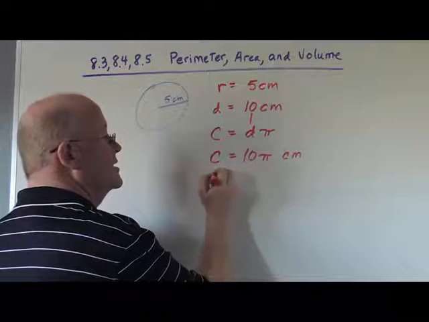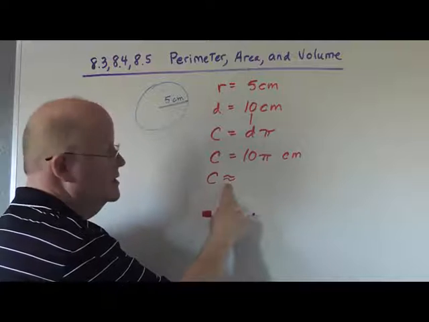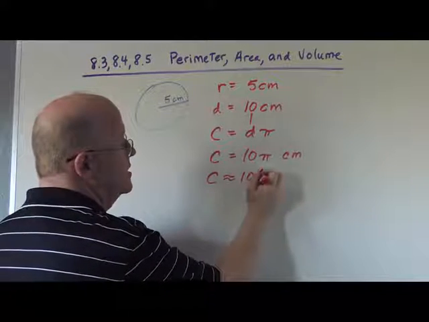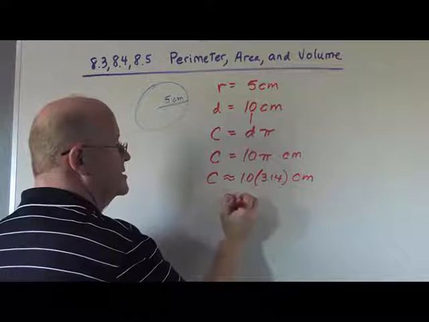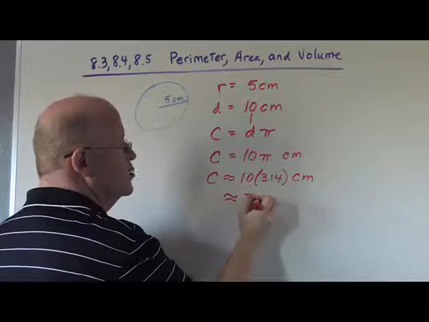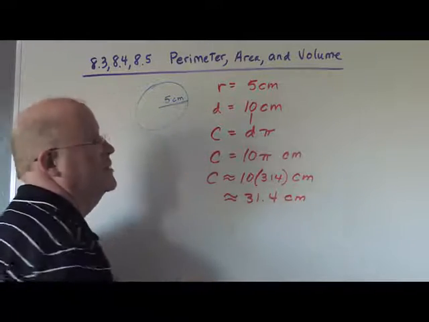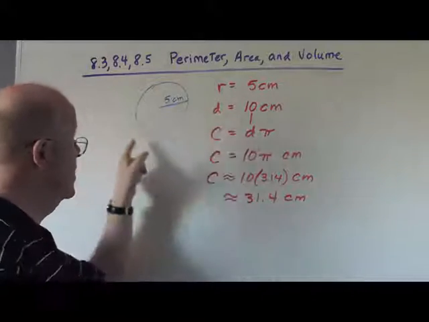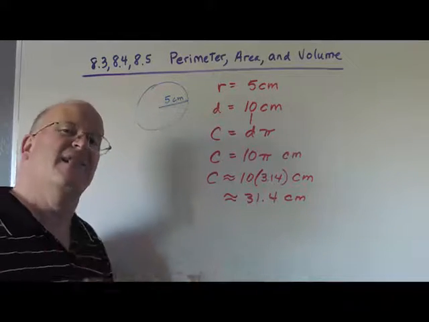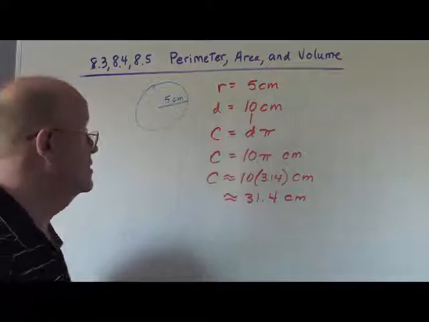But sometimes you're asked for an approximation, and we're told to use 3.14 to approximate pi. Well, if that is the case, then the circumference is approximately, notice I'm using a squiggly equal sign, 10 times 3.14 centimeters, and that is going to give us 31.4 centimeters. Notice how my circumference is measured in regular units. It's the distance around the outside of the circle, kind of like how far an ant would walk if the ant had to walk around the circle.